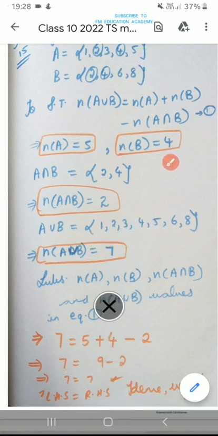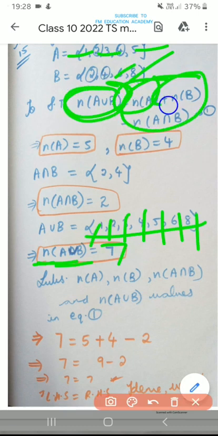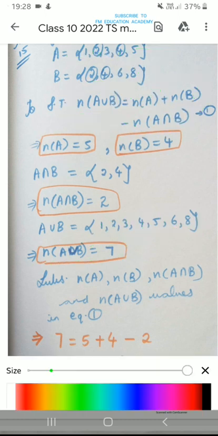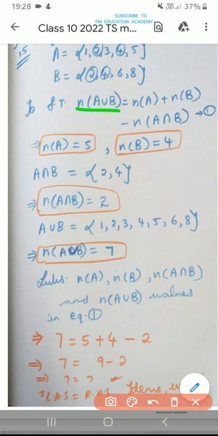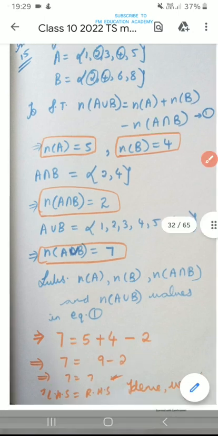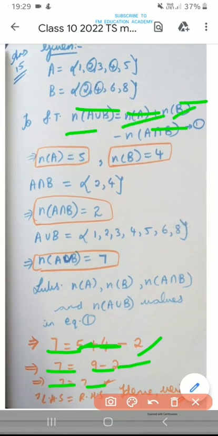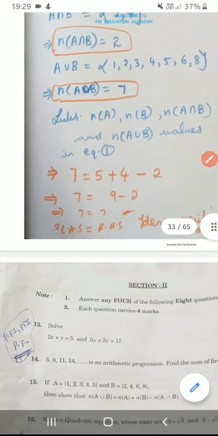Now, what to do? The equation in which you had to show this LHS is equal to RHS, substitute all the values of n of A, n of B, n of A union B and n of A intersection B in this equation. So what is n of A union B? 7. What is n of A? 5. What is n of B? 4. Minus what is n of A intersection B? 2. So 7 is equal to 5 plus 4, 9, minus 2. 7 is equal to 7. Therefore LHS is equal to RHS. Hence I have successfully verified n of A union B is equal to n of A plus n of B minus n of A intersection B.